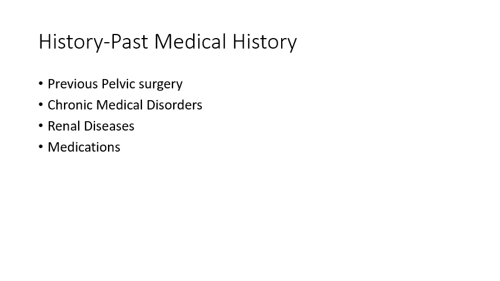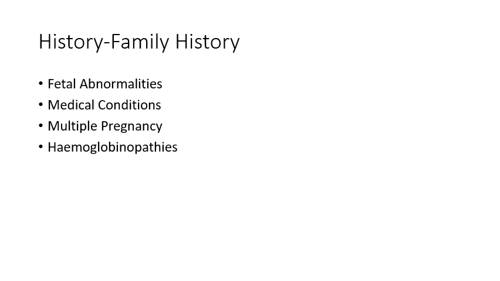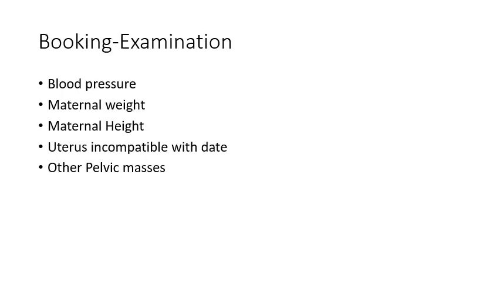Patients with chronic renal failure and hypertension have a fourfold more chance of developing gestational hypertension, preeclampsia, eclamptic syndrome. There's also the medications the patient is on. Some drugs are teratogenic. For example, ACE inhibitors and ARBs are teratogenic and should be avoided during pregnancy, and also some anti-thyroid drugs. Those are things you have to take into account. Family history of fetal abnormalities, medical conditions, multiple pregnancy, hemoglobinopathies, very, very important, given the high incidence of sickle cell anemia in Nigeria.